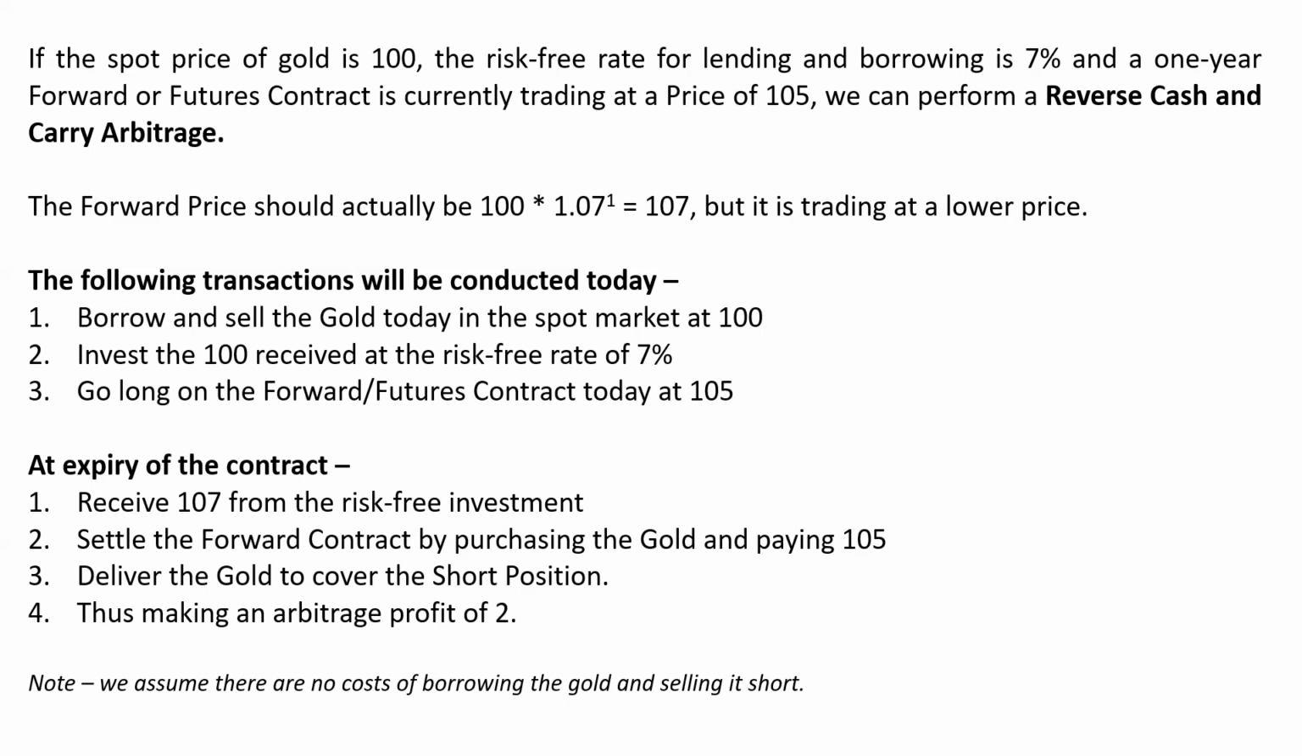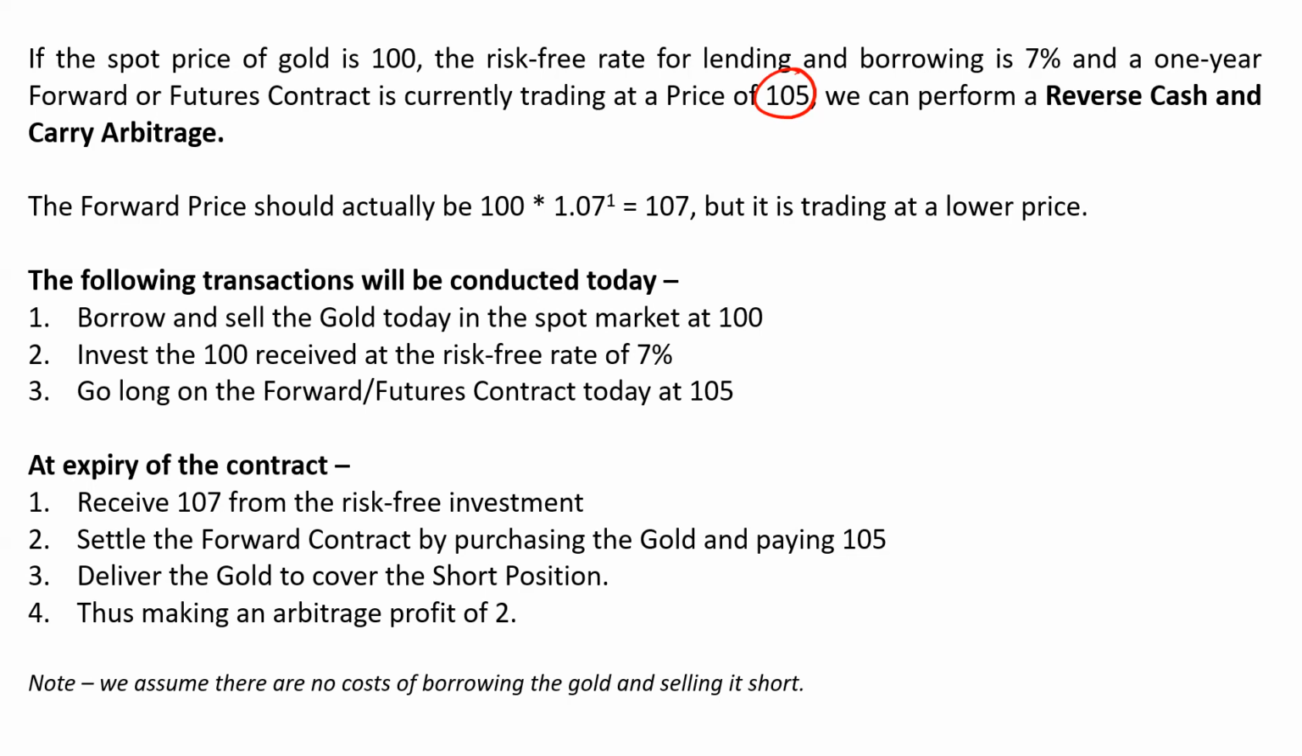So let's say spot price of gold is 100. The risk-free rate for lending and borrowing is 7%. And 1 year futures or forward contract is currently quoting at a price of 105. So this is the futures value today at this point in time. We over here are going to perform a reverse cash and carry arbitrage.